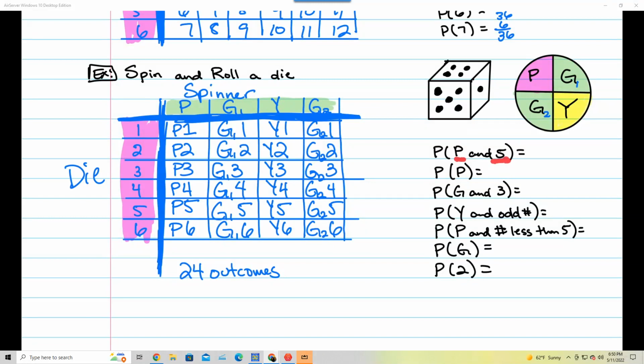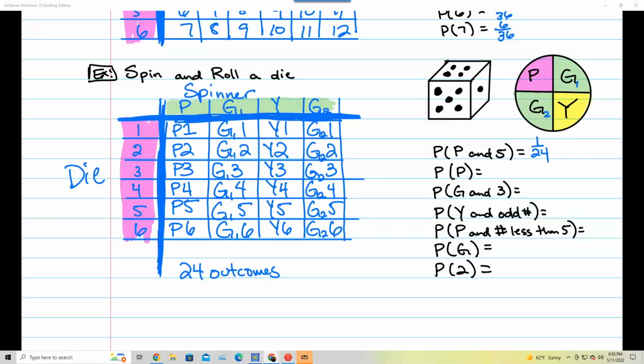Okay, I want the probability that it's pink and it's a 5. It's got to be pink and it's got to be a 5. Well, these are pink, but that is not a 5. And these are 5s, but that is not pink. So the only one that's a pink and a 5 would be this one. It's P5. And there's only one of those P5s, so this is going to be 1 out of 24.